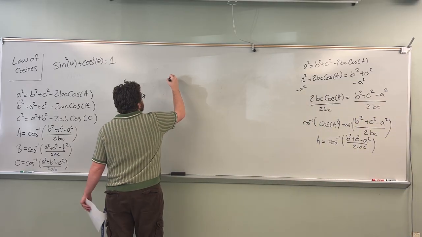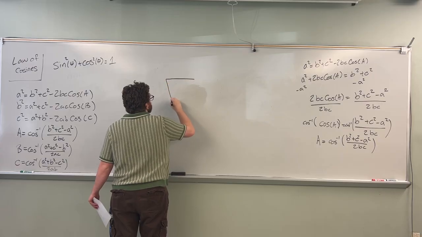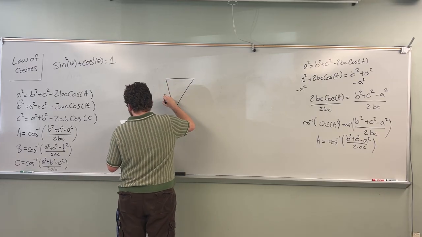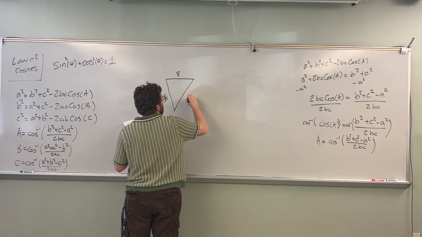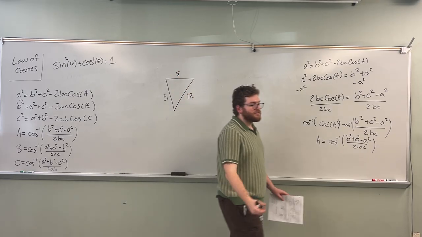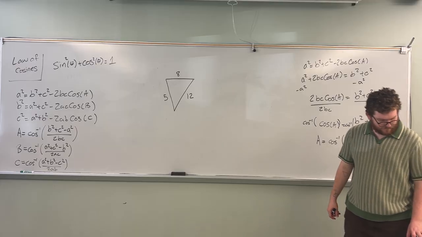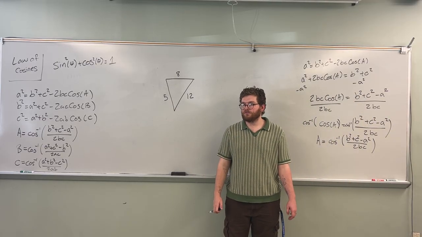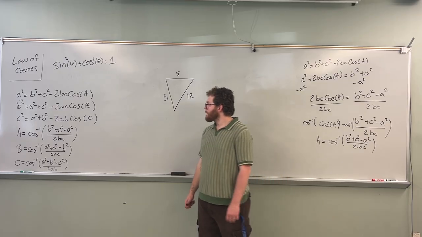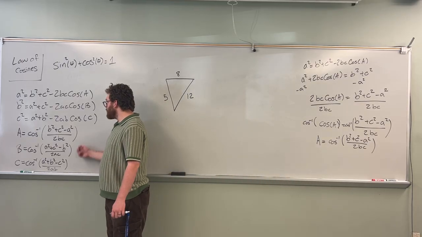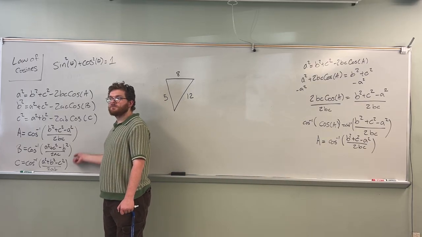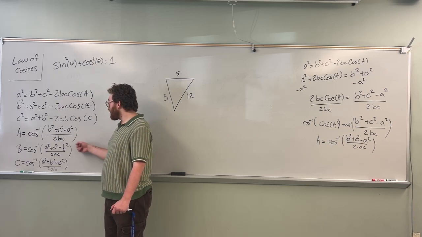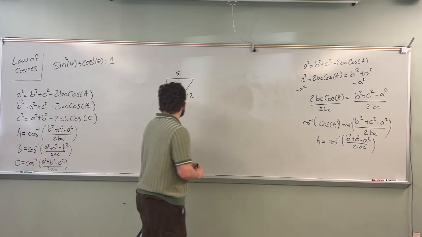Say, for instance, I have a triangle. We tell you the side lengths are 5, 8, and 12. Obviously, this isn't drawn to scale. I apologize for that. And I ask you to find all of the internal angles. Well, I have a way to do that just by using a rewriting of the law of cosines. I can derive all of my angles just using the side lengths.